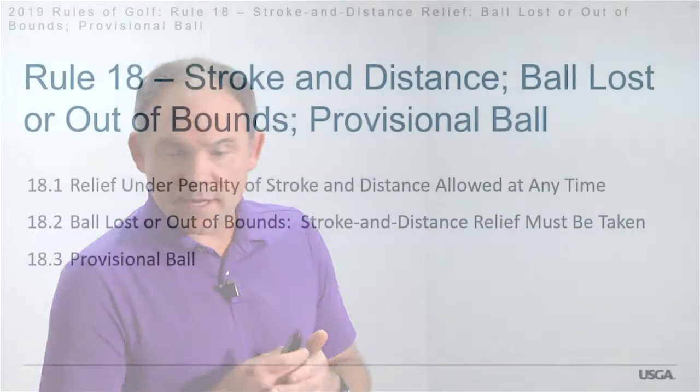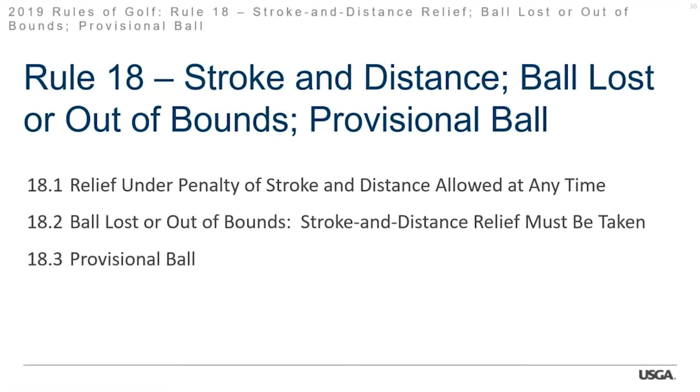All right, so that's it for Rule 17. Moving along quite a bit, we're now to Rule 18 that talks about stroke and distance, a ball lost or out of bounds, or a provisional ball. Okay, so let's talk about what we have going on within this rule.